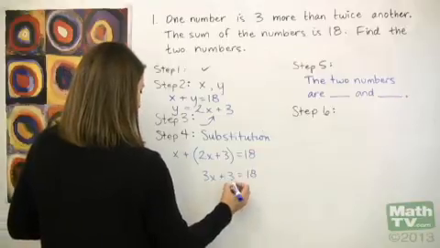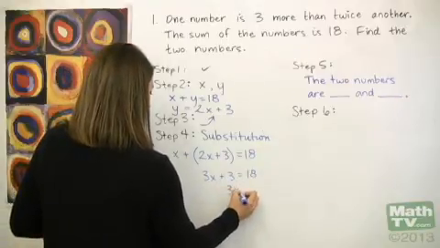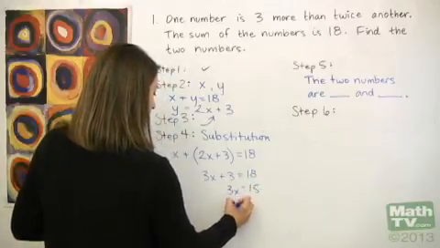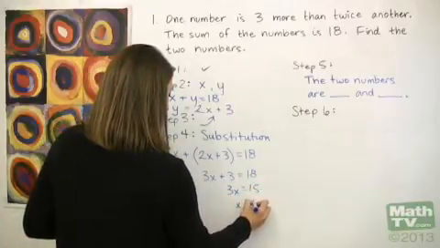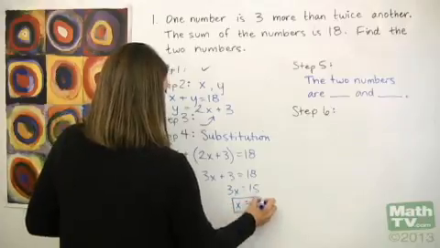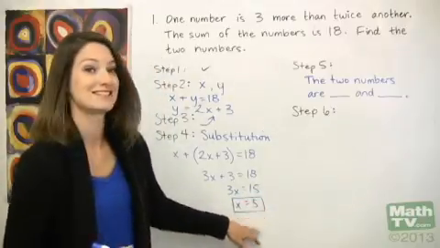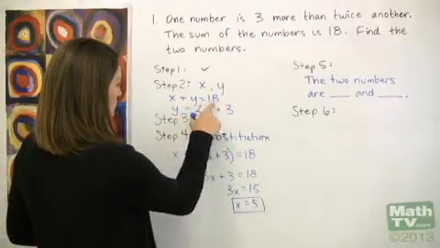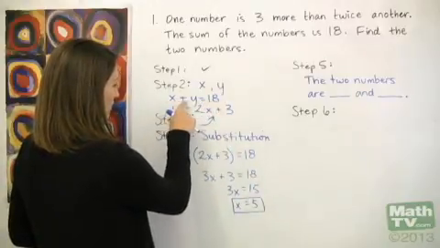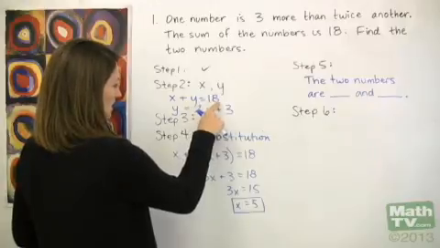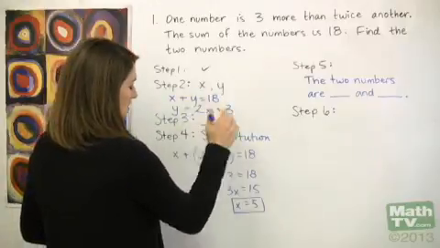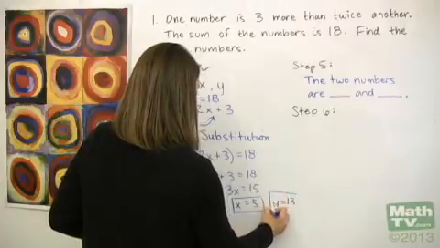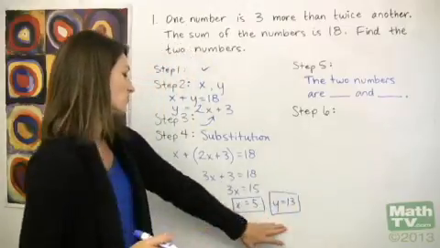And then let's add negative 3 to both sides, which leaves 3x equals 15. Divide both sides by 3 gives us x equals 5. So here's one solution. X is 5. So we plug 5 back into our equation. Let's do the first one here. If we have 5 plus y equals 18, subtract 5 from both sides, and we're left with y is equal to 13. So here's our two numbers.